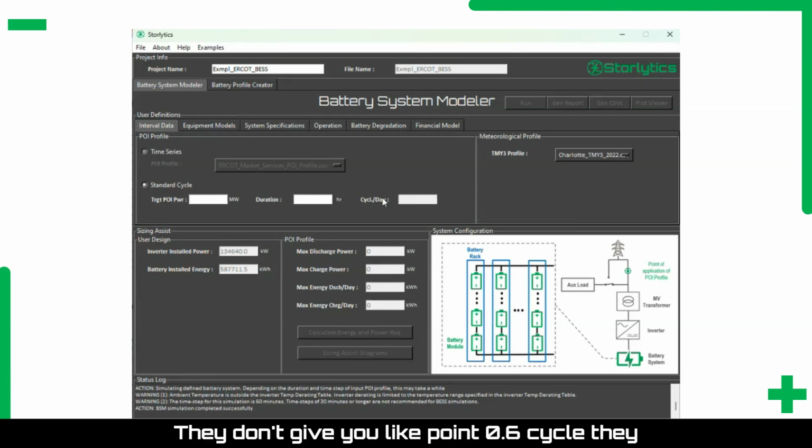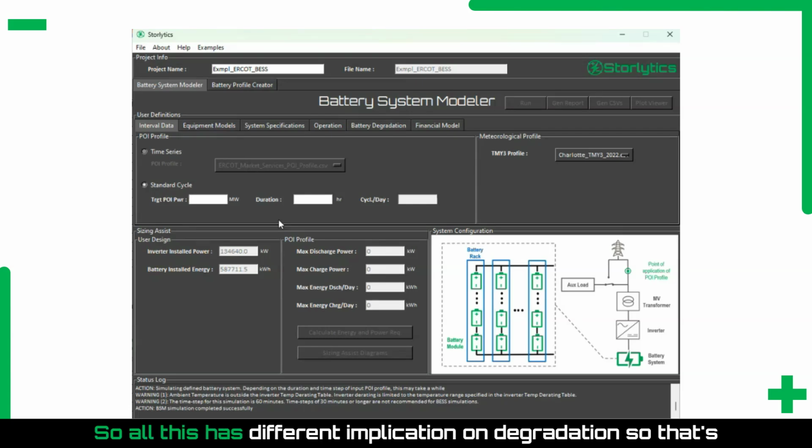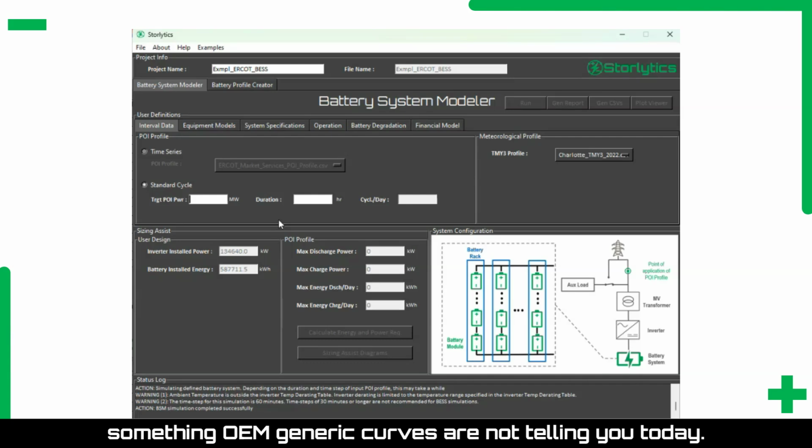0.5 cycle. They don't give you like 0.65 cycle. They don't tell you, if you are not doing from 0 to 100, if you are doing from 25 to 75, all this has different implication on degradation. So that's something OEM generic curves are not telling you today.